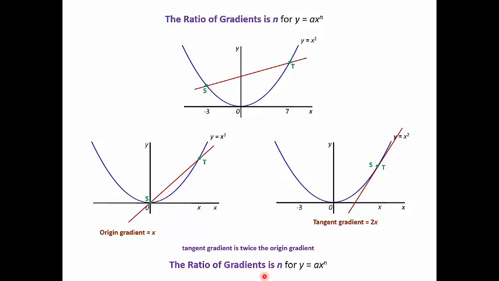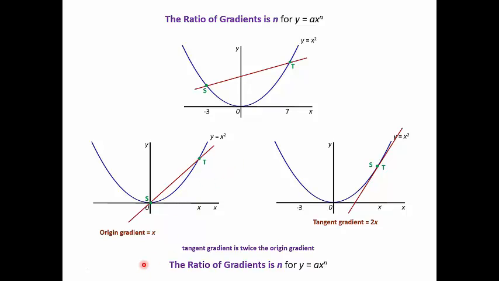And so it means that the ratio of gradients is n for y equals ax to the n. It all depends on this power here. The ratio of gradients is n. It's equal to that power for all curves y equals ax to the n. So even if we have a factor, a coefficient in front of x to the n, the ratio is still there. Now I'll just show you an example of that.